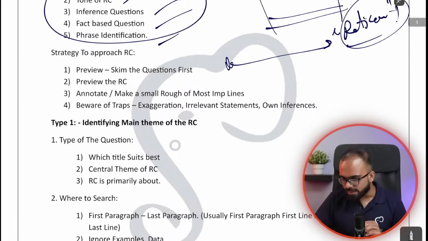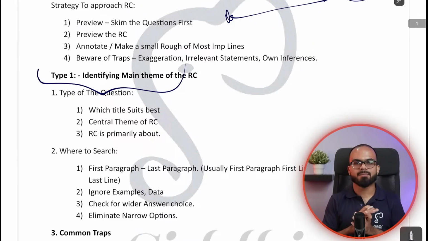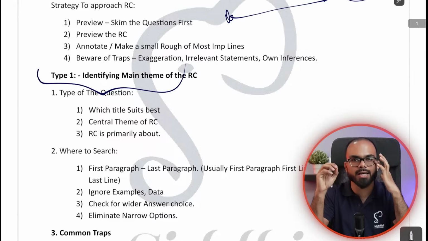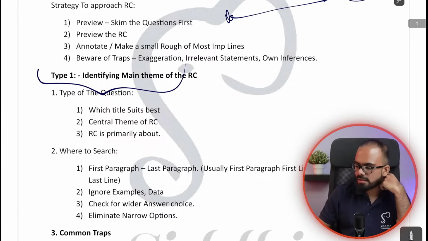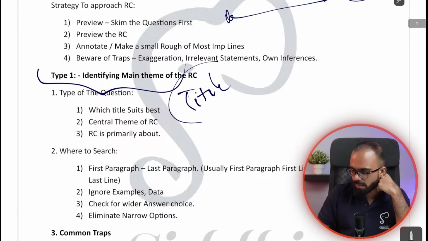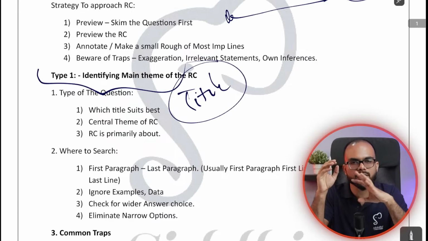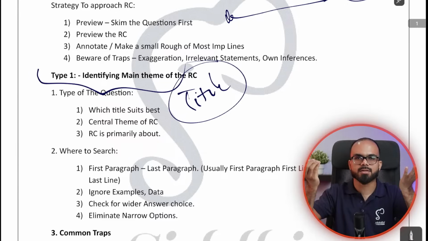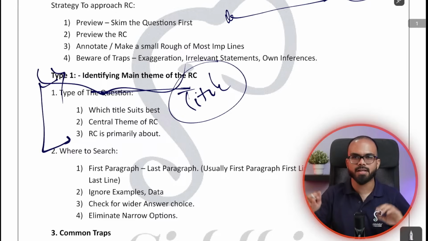Now, the first type of question that we are going to talk about is identifying the main theme of the RC. Hi Roshan. See, the question can be in different formats. The first type is give a proper title to the passage. They might ask what is the central idea, what does the author want to convey, what is the whole concept of the RC. These are the questions that they will ask you in identifying the main theme.